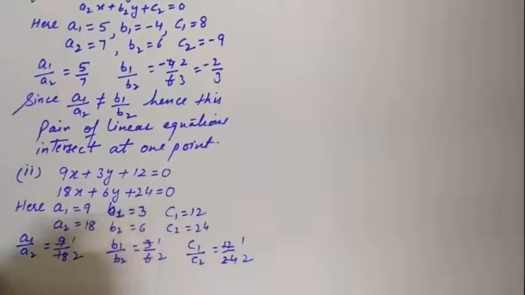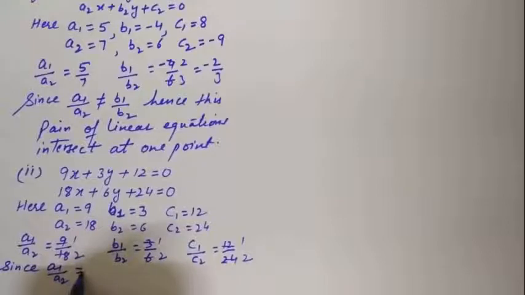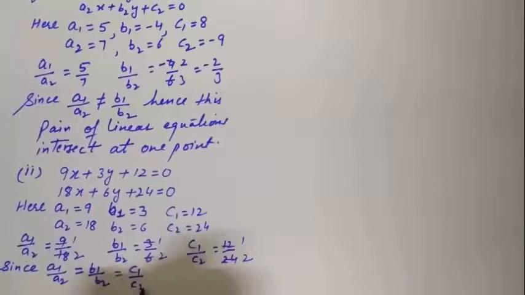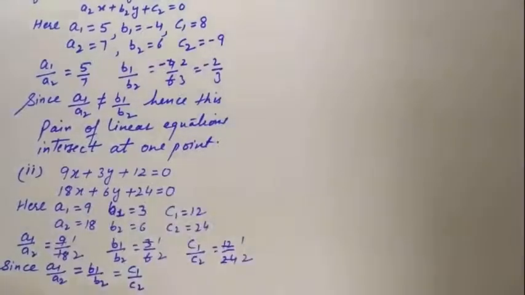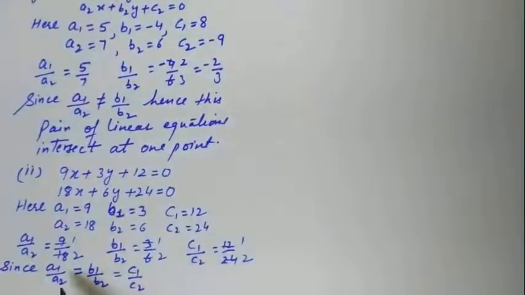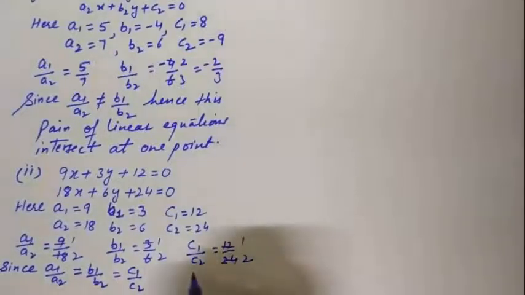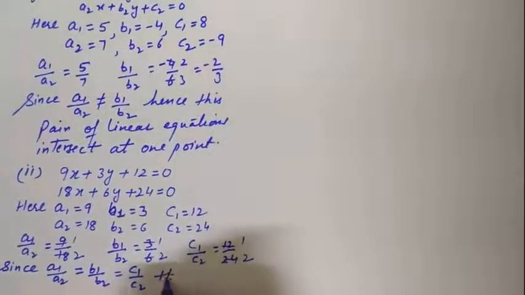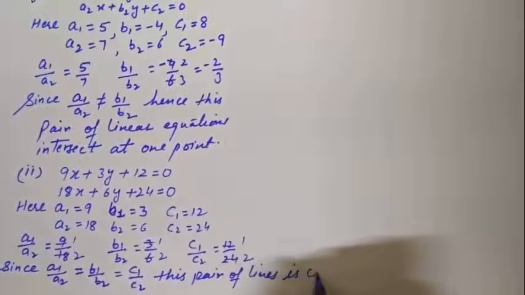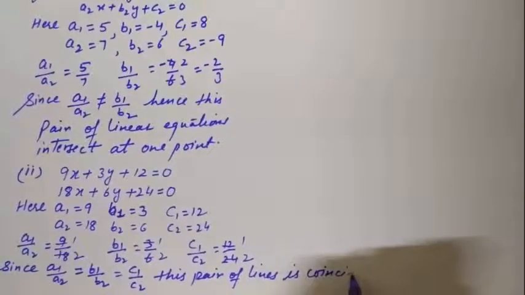So we'll write, since a1 over a2 is equal to b1 over b2, that is equal to c1 over c2, this pair of lines is a coincident pair of lines, because when a1 over a2 is equal to b1 over b2 is equal to c1 over c2, the pair of lines will be coincident. So we'll write this pair of lines is coincident. Coincident means overlapping lines.